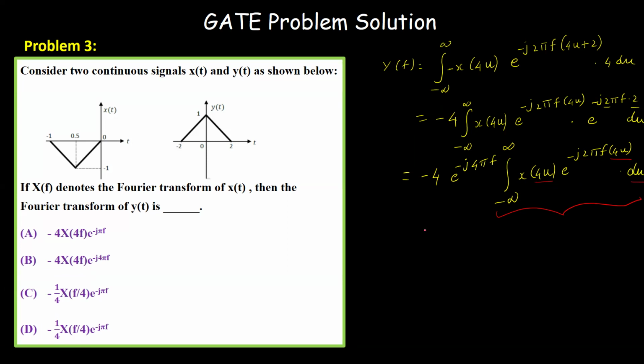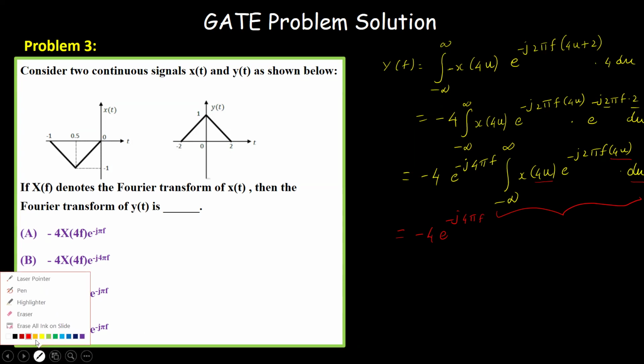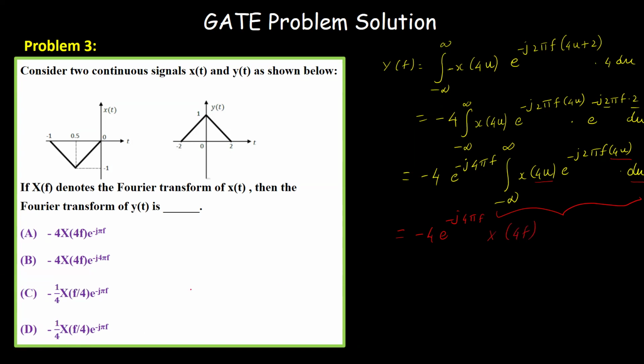We can represent it like that because we have 4u here and here also 4u, and here also du. So we can represent this as minus 4 e power minus j 4 pi f into, this is nothing but X of 4f. Okay, X of 4f. Now, let me check with the options. Minus 4 is here, e power minus j pi f, so it is not the option. Option A is incorrect. Let me check with option B: minus 4 e power minus j 4 pi f X of 4f. So, option B is the correct one for this problem.